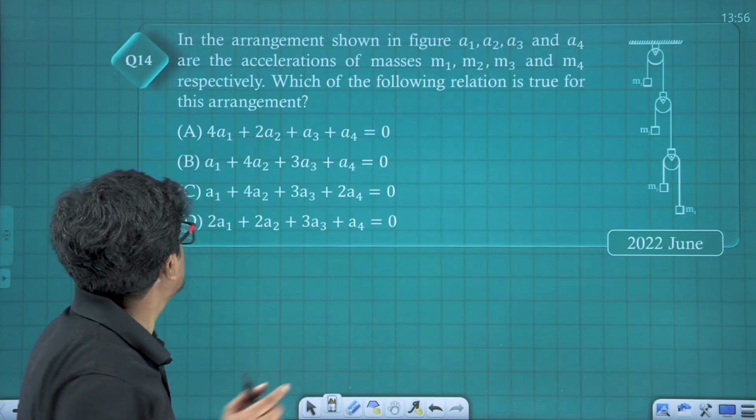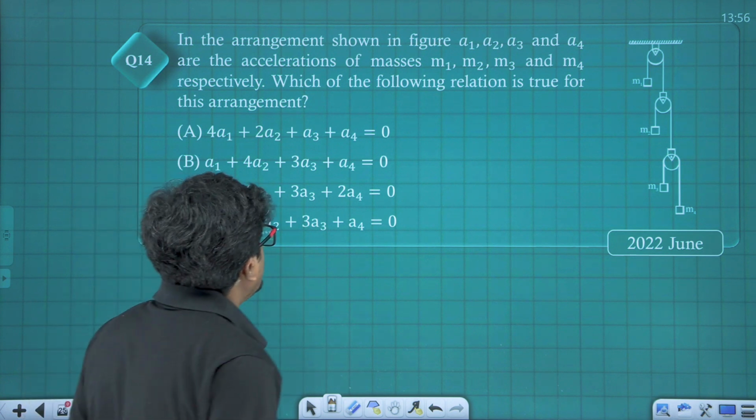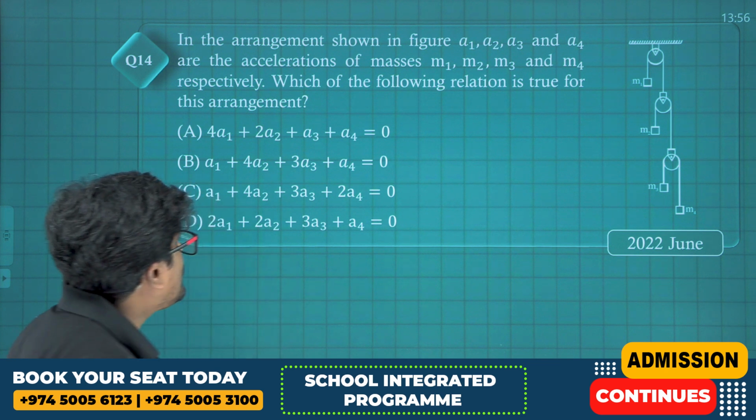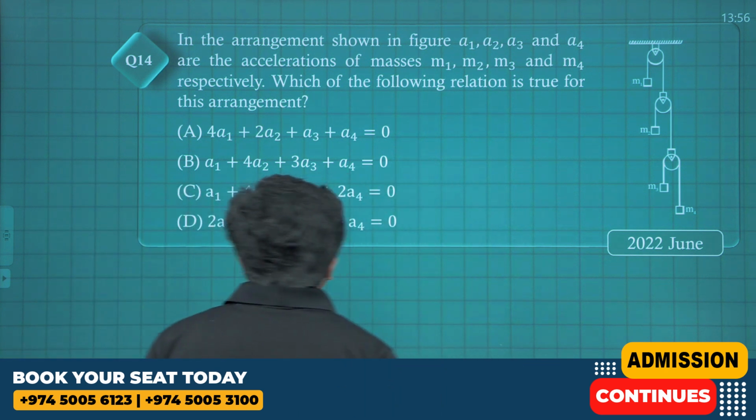Now let's move to the next, that is question number 14. Question number 14 says, in the arrangement shown in the figure, A1, A2, A3, A4 are accelerations of masses m1, m2, m3 and m4 respectively. Which of the following is true for this arrangement?